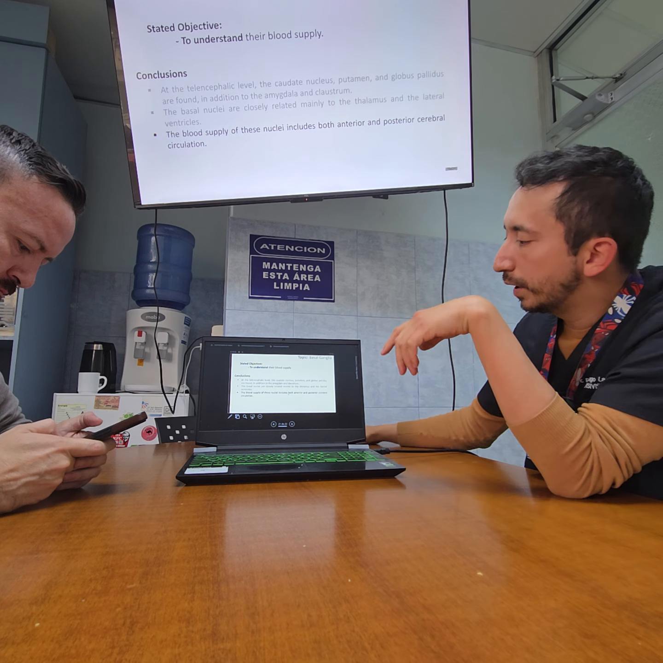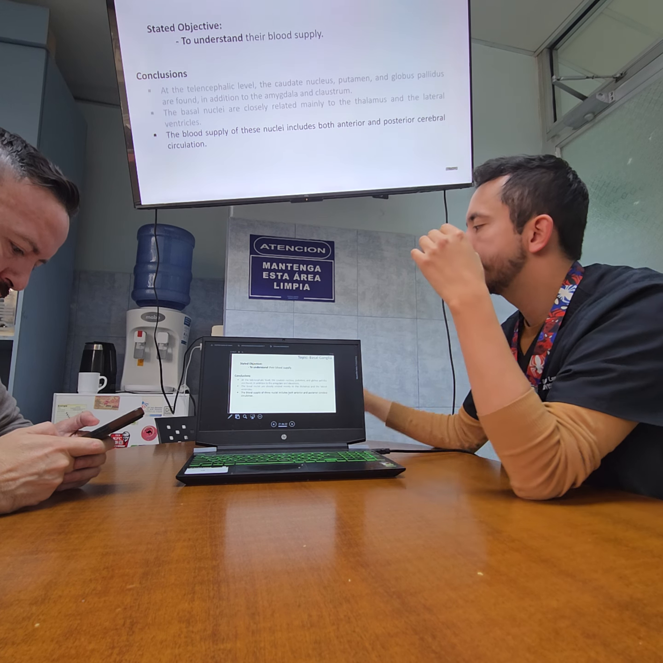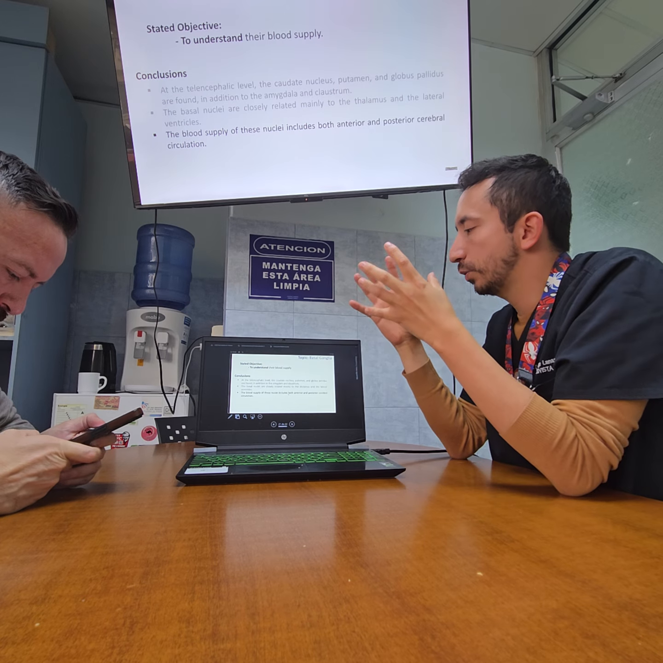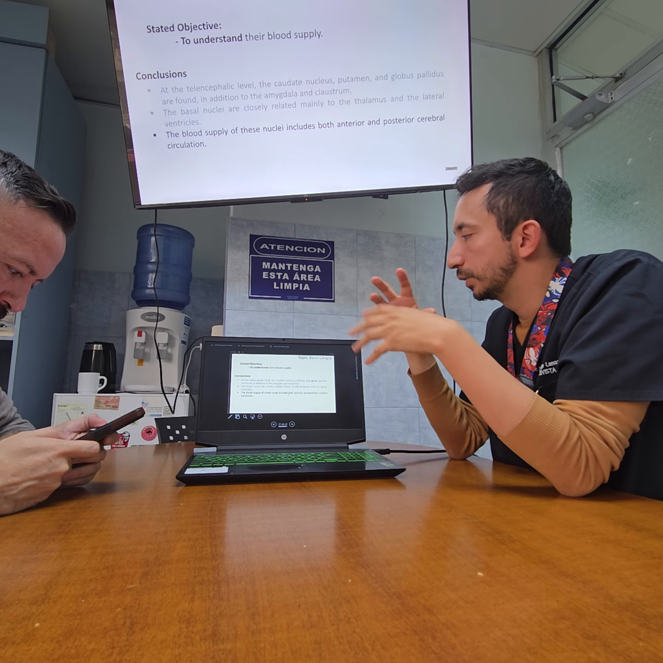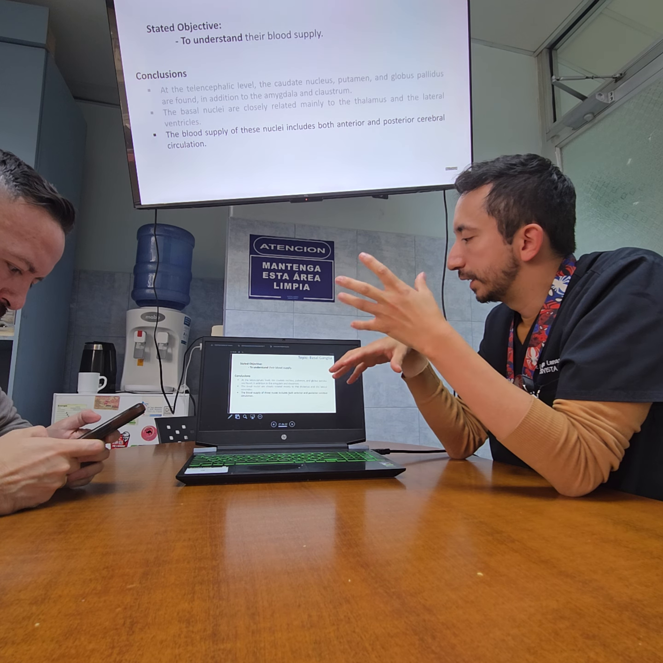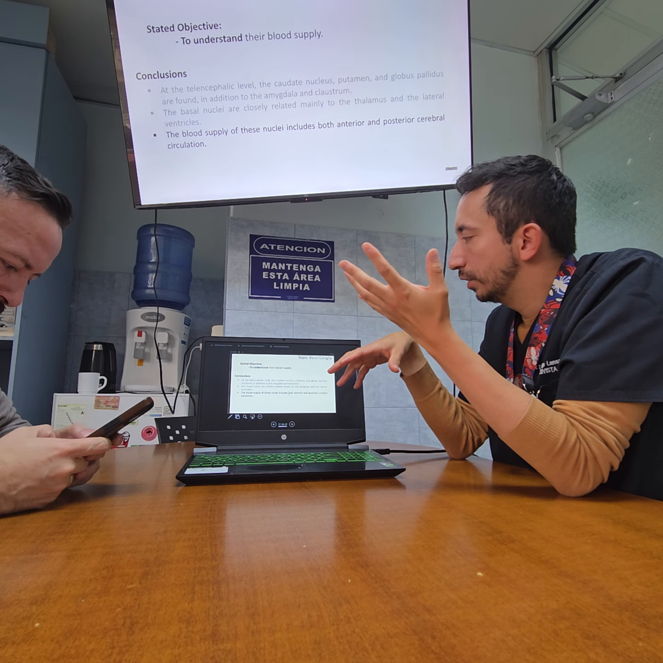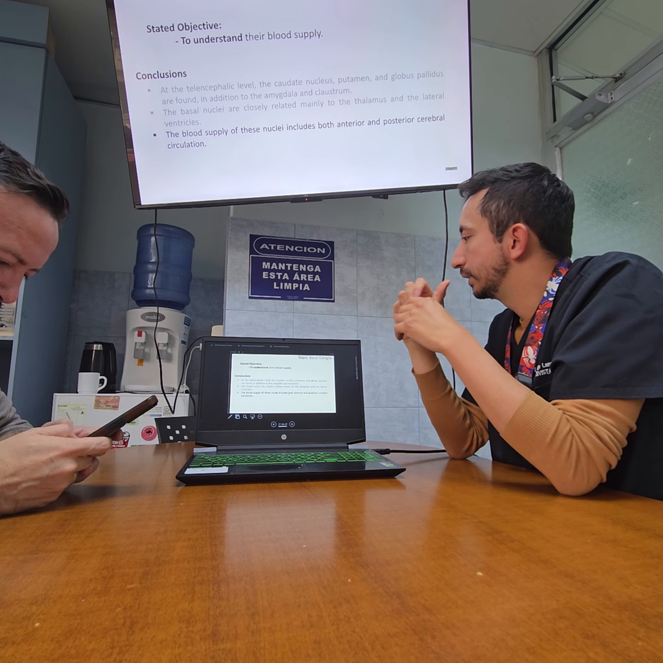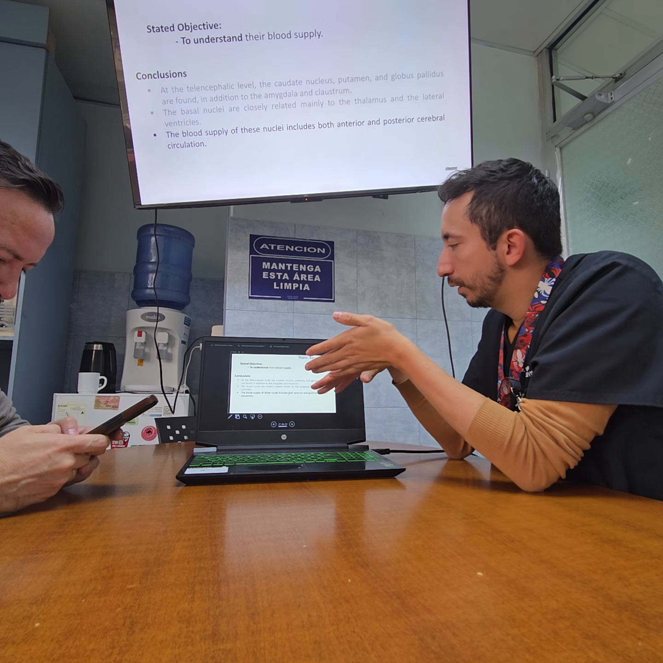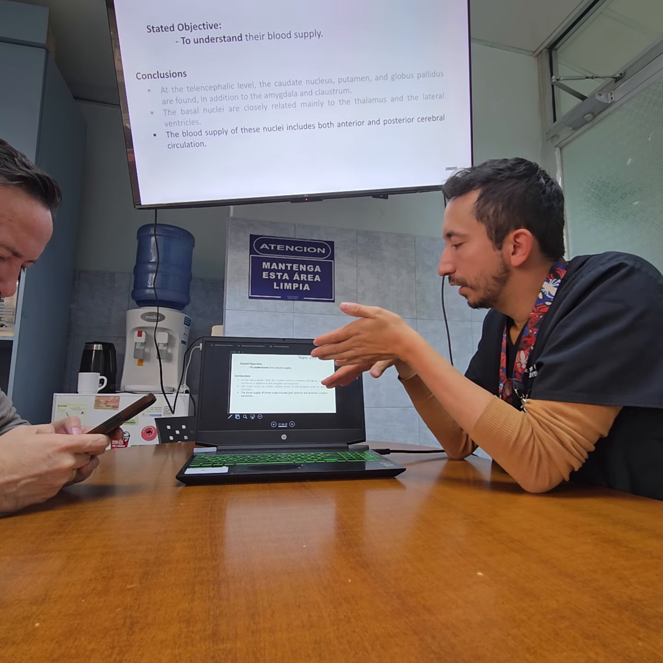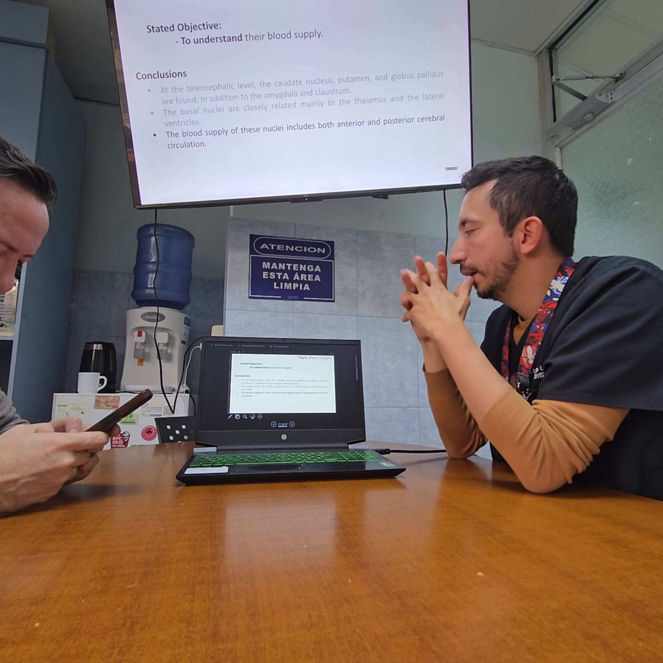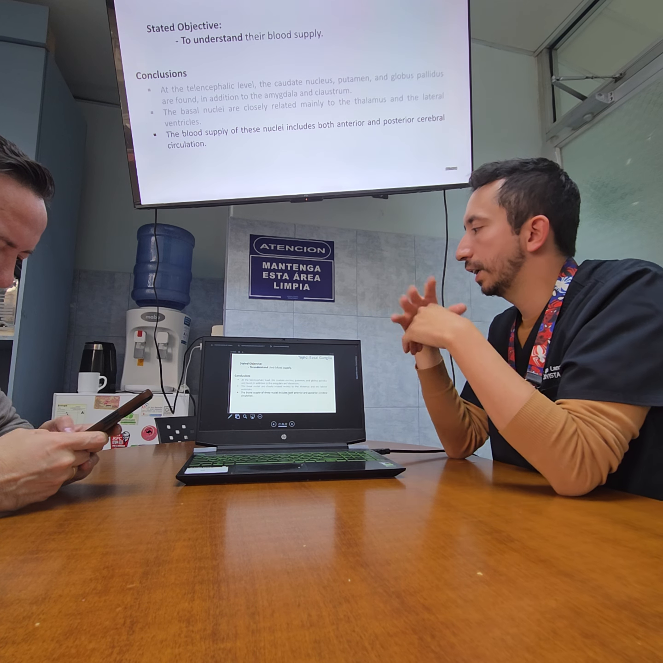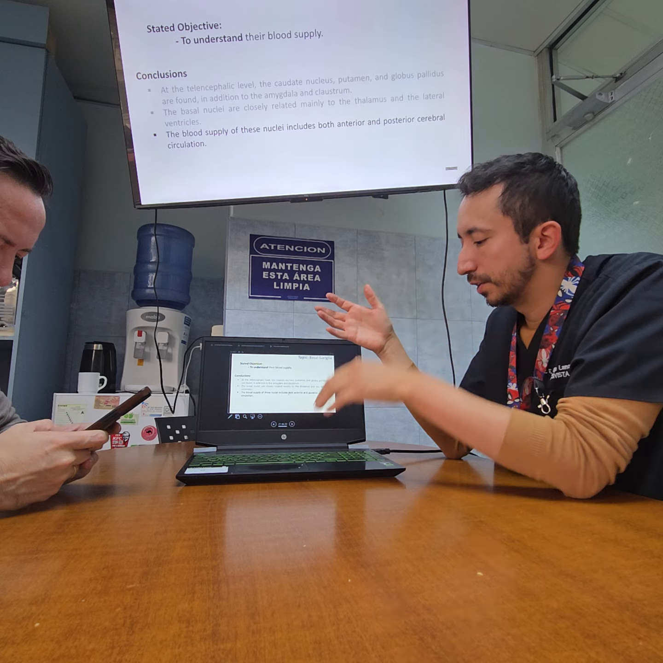And the last one is from a vascular perspective. It's important to highlight that the basal nuclei don't depend on a single arterial source. Instead, they receive blood supply from both the anterior and posterior cerebral circulation, which explains their complex and clinically relevant vascularization.